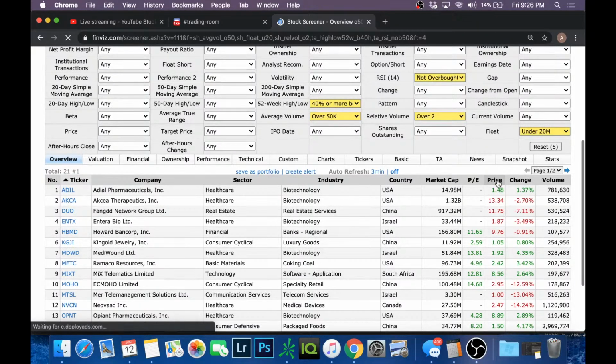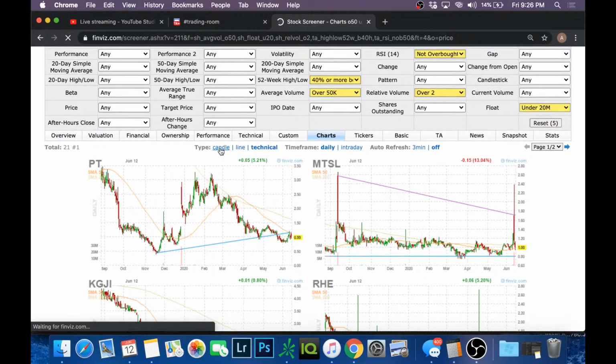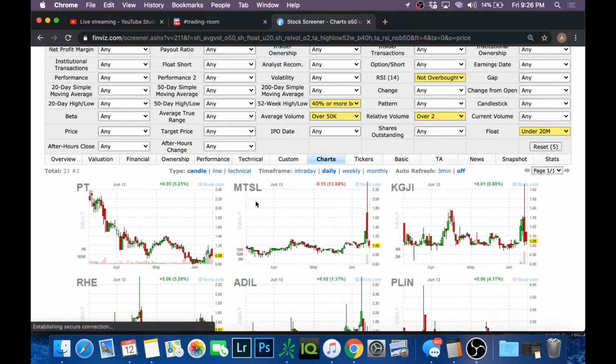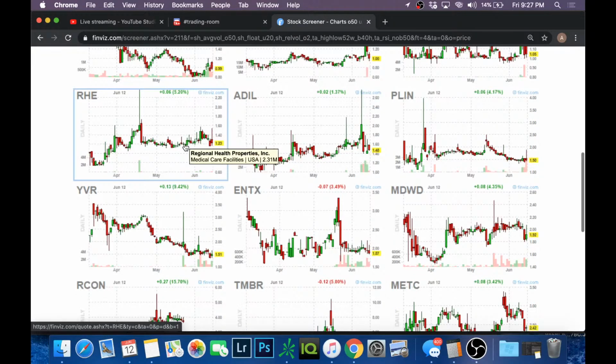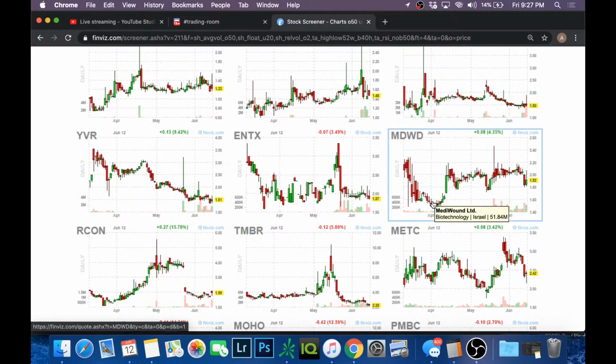What I like to do, because I'm basing a lot of what interests me off of the charts, is see them as I go through my screened stocks. So I'm just going through and looking for things that interest me, and that's usually something with a lot of upside right off the bat. There's nothing really. So I'm going to change up a few things.